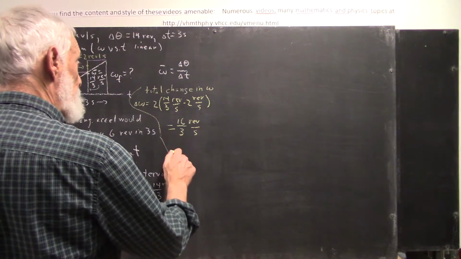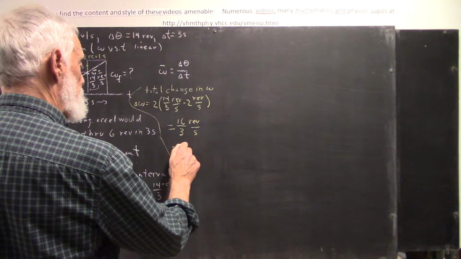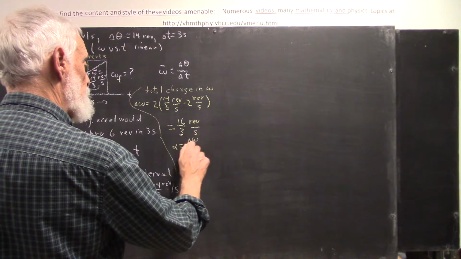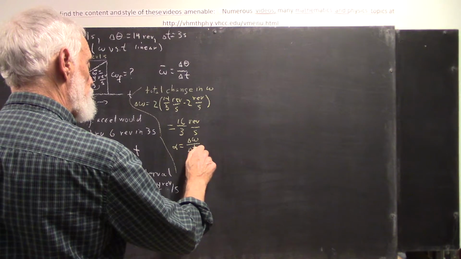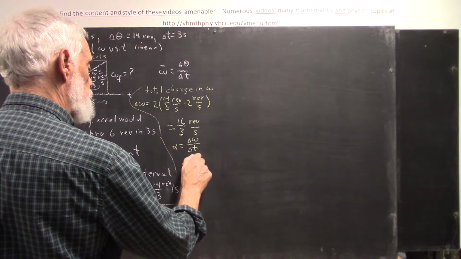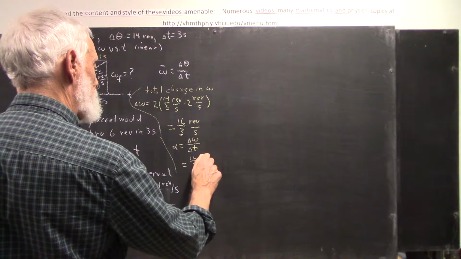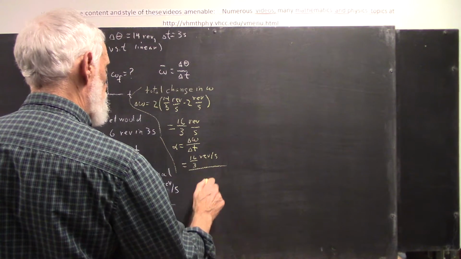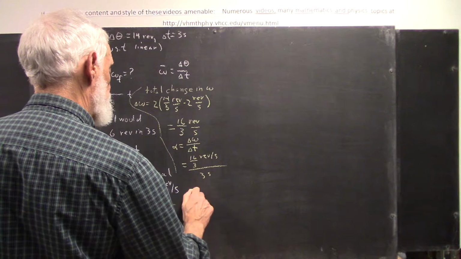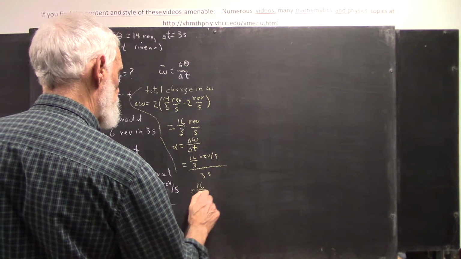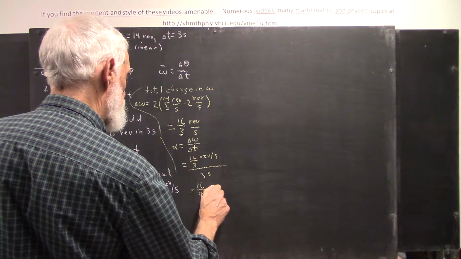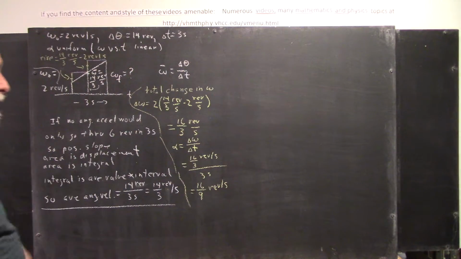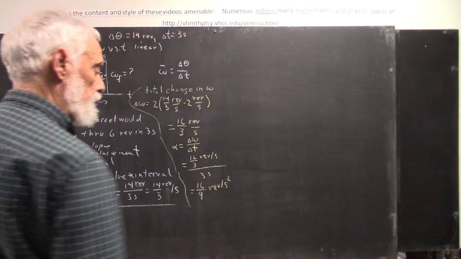Okay, so then your angular acceleration is delta omega over delta t, which is your 16/3 rev per second, divided by your 3 seconds, which is 16/9 revolutions per second squared.